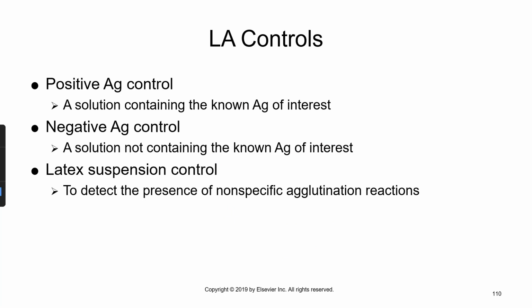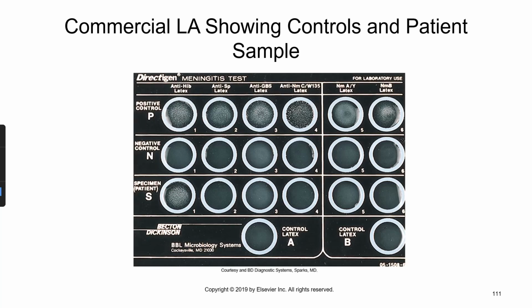A positive control would be a solution containing the known antigen of interest. A negative control would be a solution that does not contain the antigen of interest. And a latex suspension control detects the presence of nonspecific agglutination reactions. So here you can see the positive control, what that looks like, the negative control, and then the specimen from the patient. You can see it's positive for this one and negative for the others.